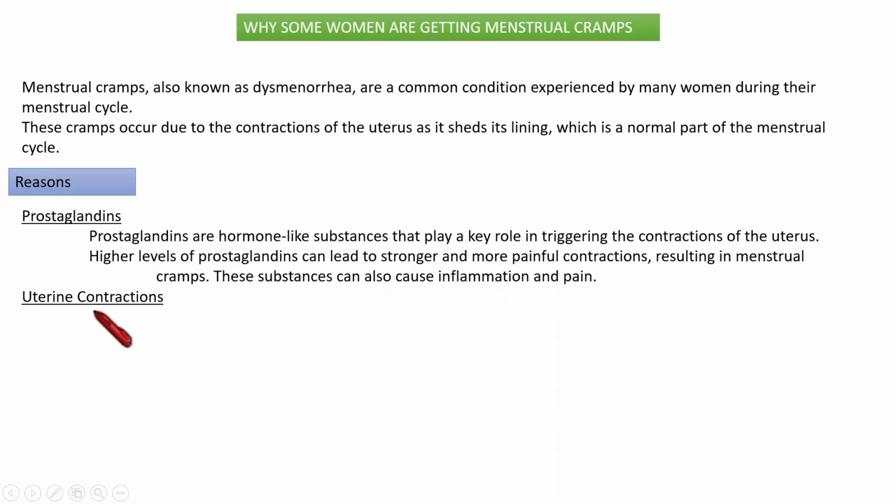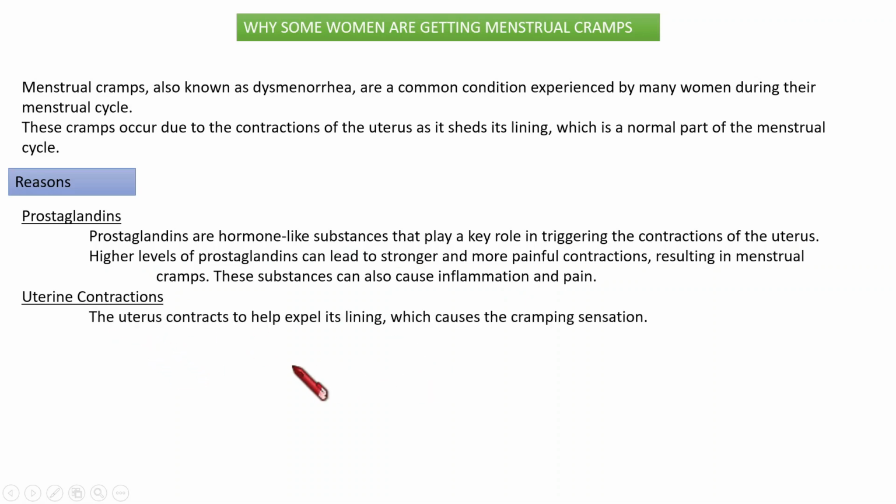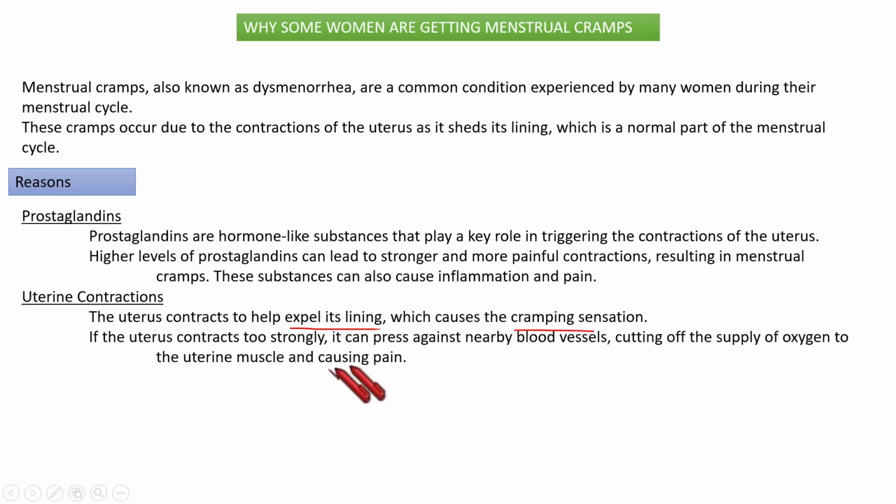Then consider the case of uterine contractions. This uterine contraction is important to expel the endometrial lining. And that is causing cramp. That's giving pain. Suppose the contractions are too strong because of a high level of prostaglandin or any other reason, they may press the nearby blood vessels. So, during the contraction and relaxation, it may sometimes press the nearby blood vessels.